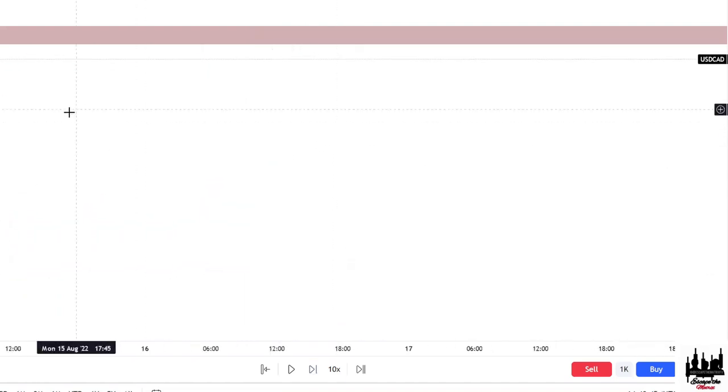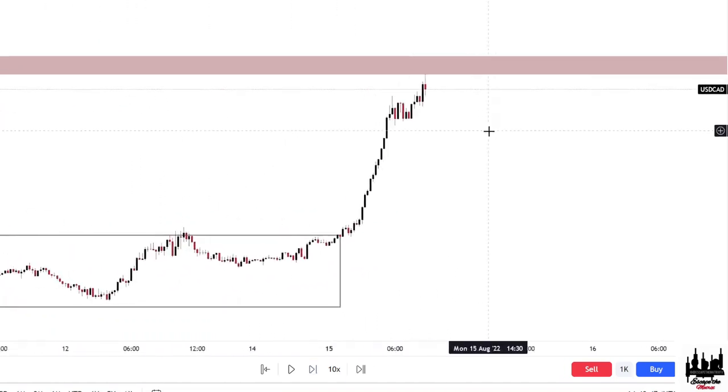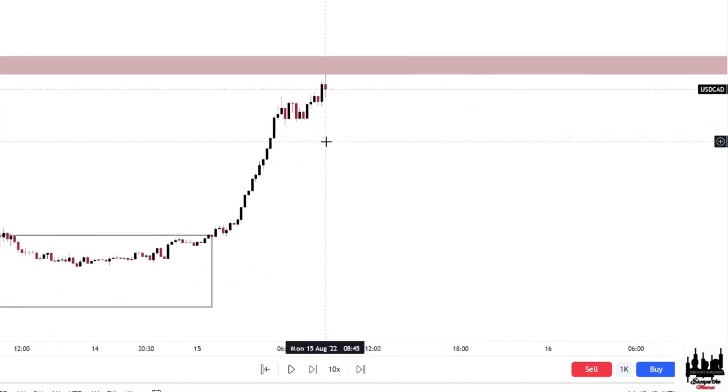Okay, so price made contact with our higher time frame point of interest. So what are we waiting for? We're waiting for price to come back inside of our point of interest again to confirm that this right here is our scale.